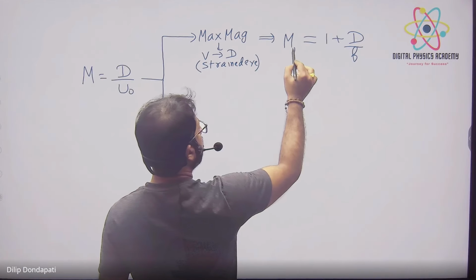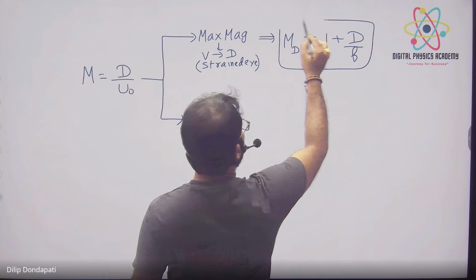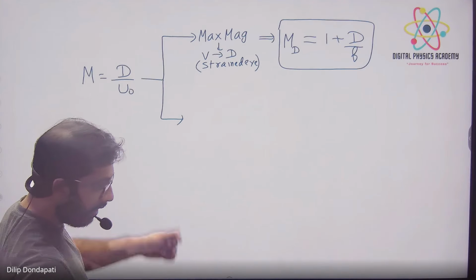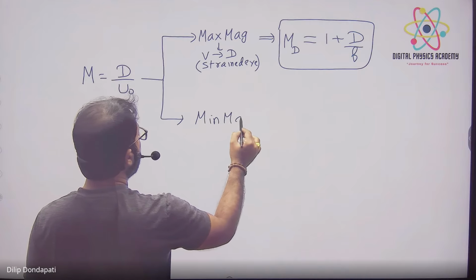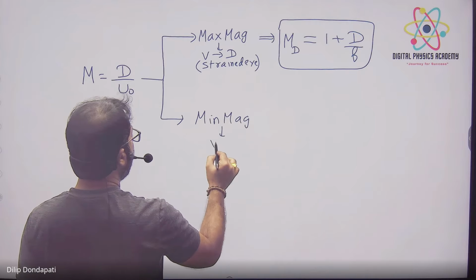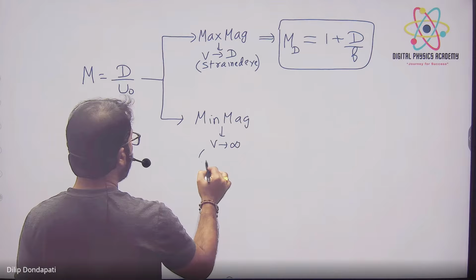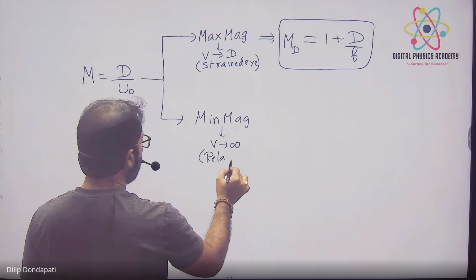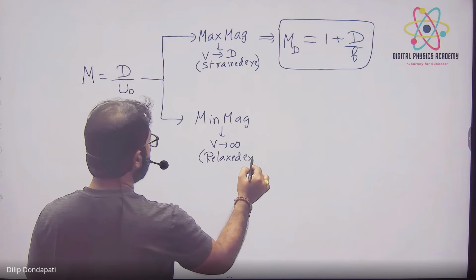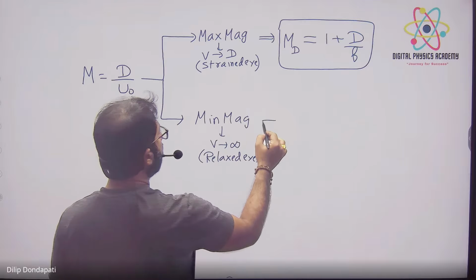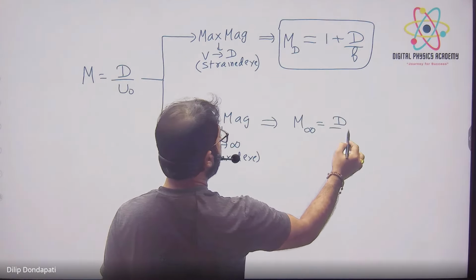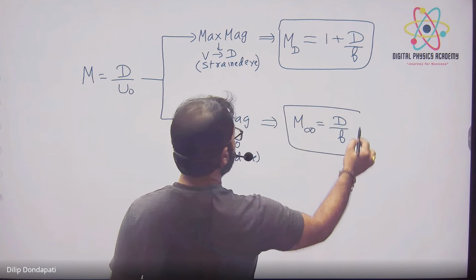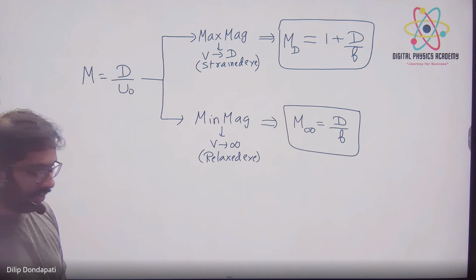This is it is formed at capital D. And here it is minimum magnification. Final image formed at infinity. And इसको relaxed eye बोलते हैं. Relaxed eye. So इसका magnification formed at infinity. 1 निकाल दो D by F. खत्म. This formula you have to learn.